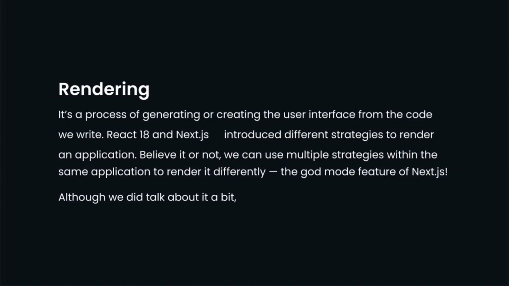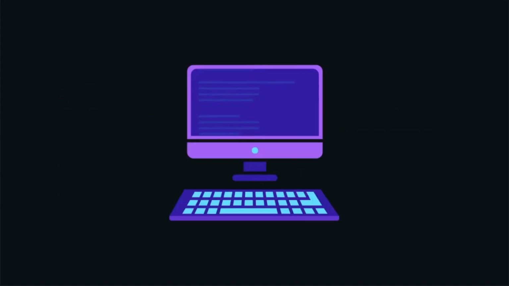Although we didn't talk a lot about it, there are two environments where we can render our application code: the client, or the user's browser, and the server, which is the computer where we deploy our code. When it comes to the rendering process on the client, it occurs on the user's browser. However, when we render on the server, it happens on the server before sending the page to the client's browser.